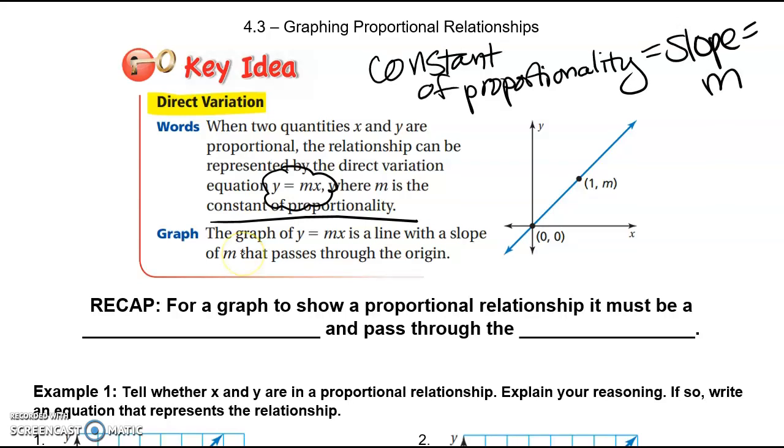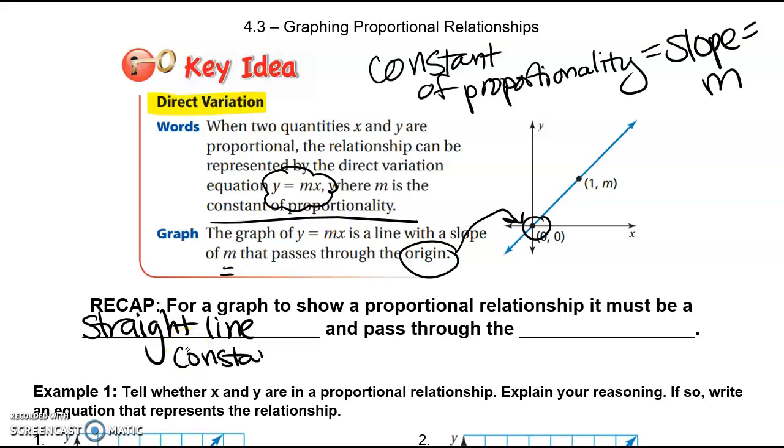you write that down. So, if you're looking at a graph, the graph of y equals mx is a straight line, that's important, with a slope of m that passes through the origin. Remember, the origin is right here. The origin is the point 0, 0. So just to recap, for any graph to show a proportional relationship, it must be a straight line, which means it has a constant slope, and it also must pass through the origin or contain the point 0, 0.